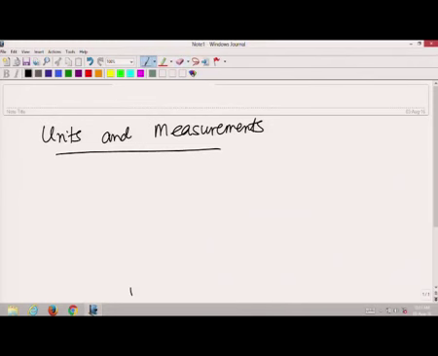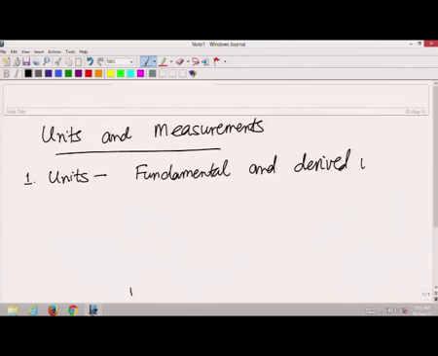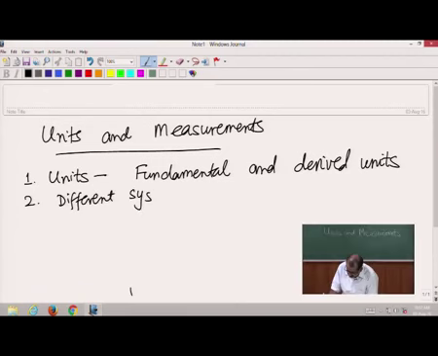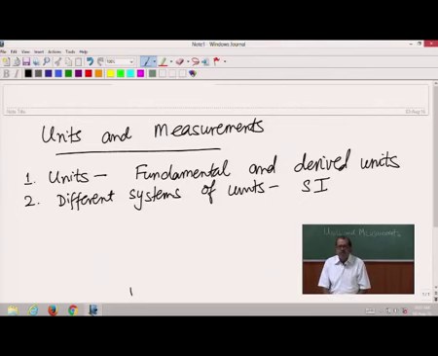In this topic, what we will cover today will be, we start with description of units and we will talk about fundamental and derived units, and then we will look at some different systems of units, and in particular we will look at the set of units which we follow called the SI units.